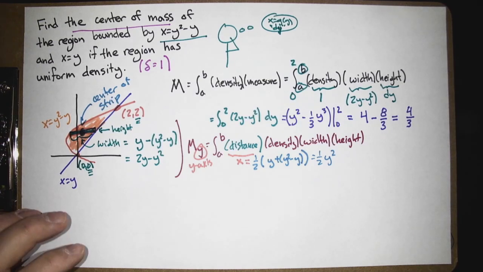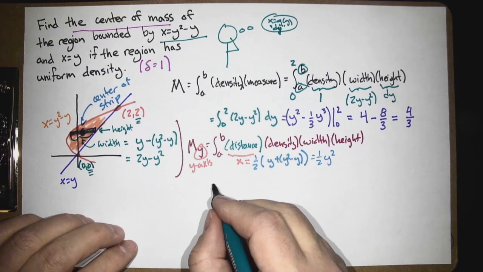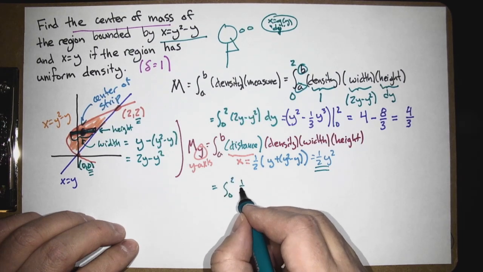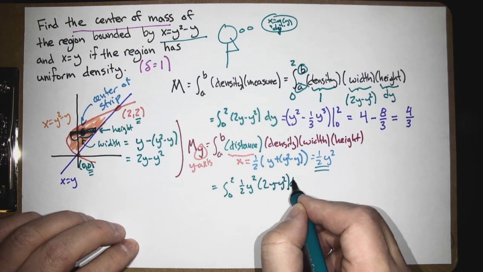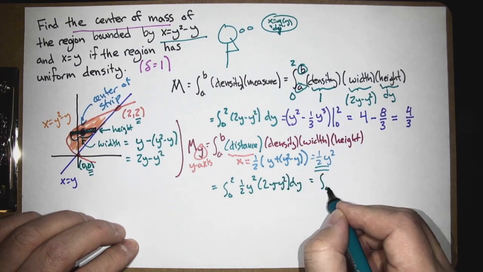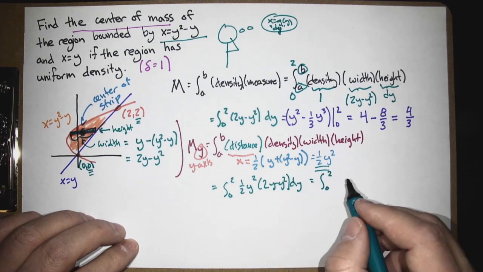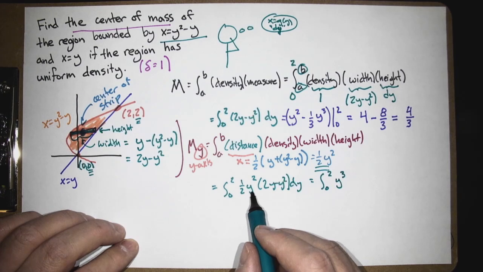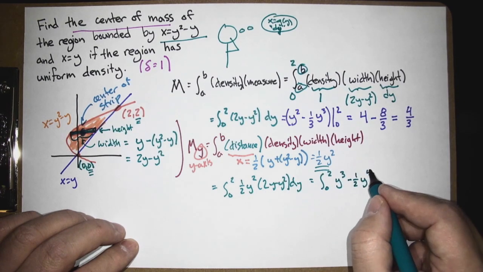Okay? All right. So everything else just repeats like it did before. So we can pretty much copy. We just have to add this one piece in. 0 to 2, our x location, 1/2 y squared, times 2y minus y squared dy. Well, that's 0 to 2. Distribute through. 1/2 y squared times 2y, y cubed. 1/2 y squared times y squared, 1/2 y to the 4th.